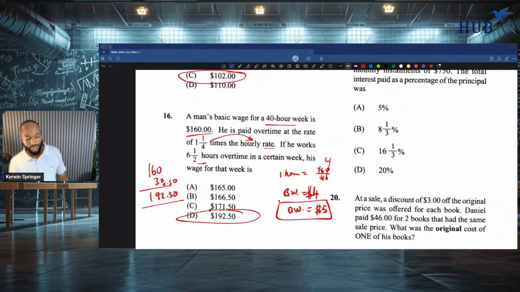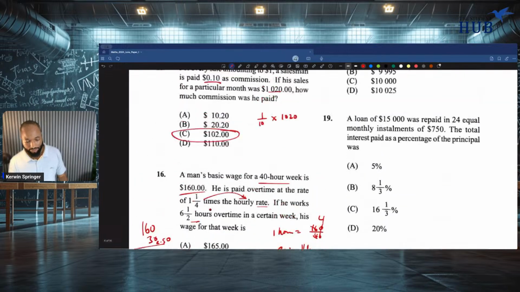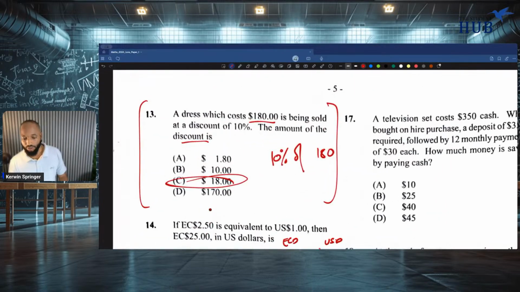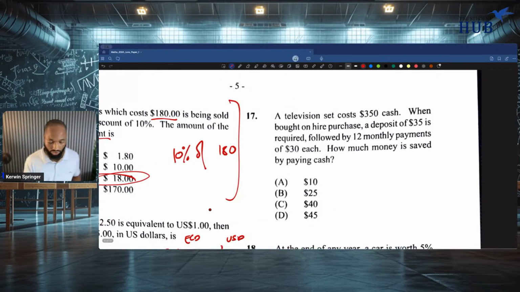Moving on with our life, number 17. A television set costs $350 cash. When bought on hire purchase: deposit $35, 12 monthly payments of $30. How much money is saved paying cash?